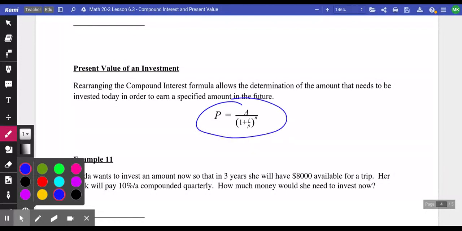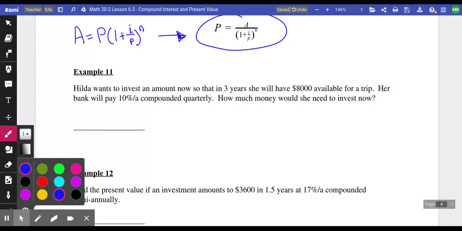They just rearranged it. So they took this formula, A equals P times (1 plus i over p) to the power of n, and they turned it into this. And now instead of calculating how much money total you're going to end up with, you can calculate how much you need to give someone to end up with a certain amount. So we'll do a couple questions so you can see what this looks like.